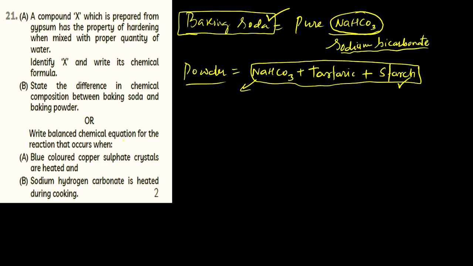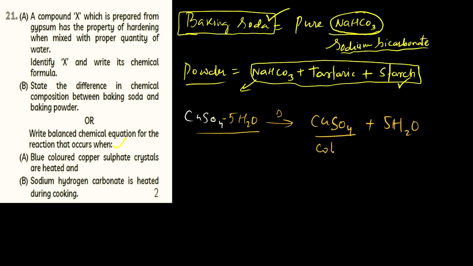Write balanced chemical equation for the reaction that occurs when blue colored copper sulfate crystals are heated. 5 times H2O is there. This is copper sulfate pentahydrate. When it is heated, it loses water. It forms CuSO4 and 5 times water is lost. So this CuSO4 is colorless and the original one is colored blue. So it lost its blue color due to loss of water of crystallization.